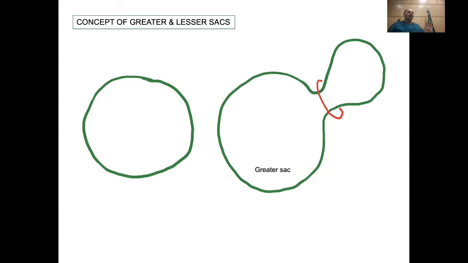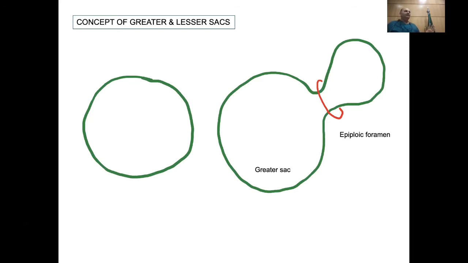Any rocket science? A sac, I pinch it, let's say it's a balloon. You pinch it in between your hand, one small part of the balloon and one big part of the balloon. And now this red circle is an opening. I have a name for it. I call it the epiploic foramen or omental foramen.